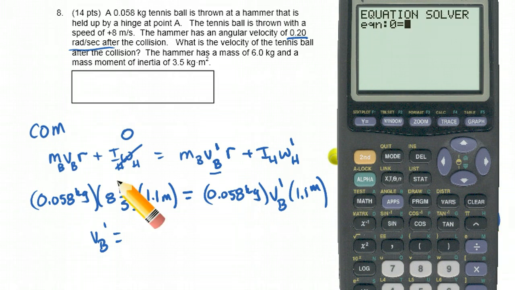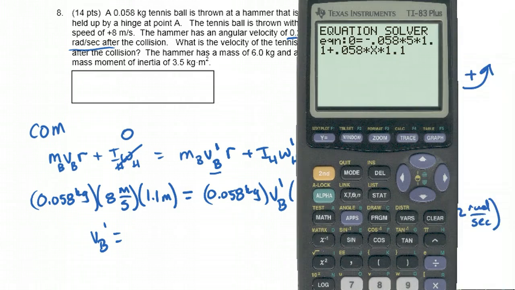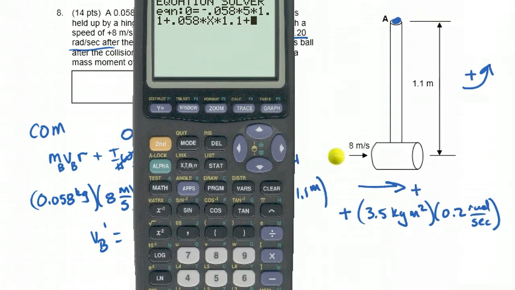Okay, so I'll make this term right here the negative term to get it on the other side. Minus 0.058 times 8 times 1.1 plus 0.058 times my unknown times 1.1 plus 3.5 times 0.2. It's linear, so one solution, and that solution is negative almost 6 meters per second.